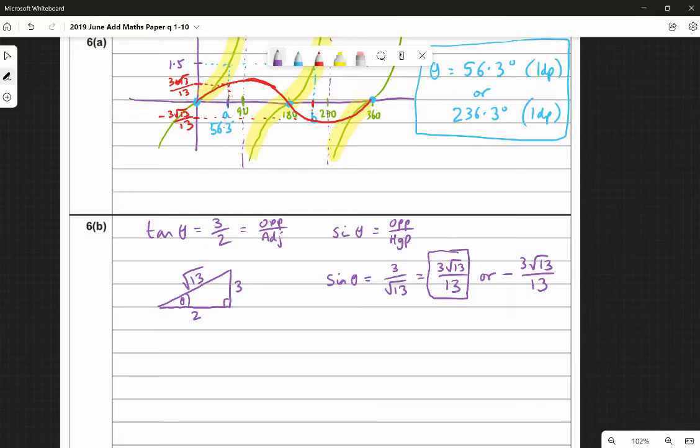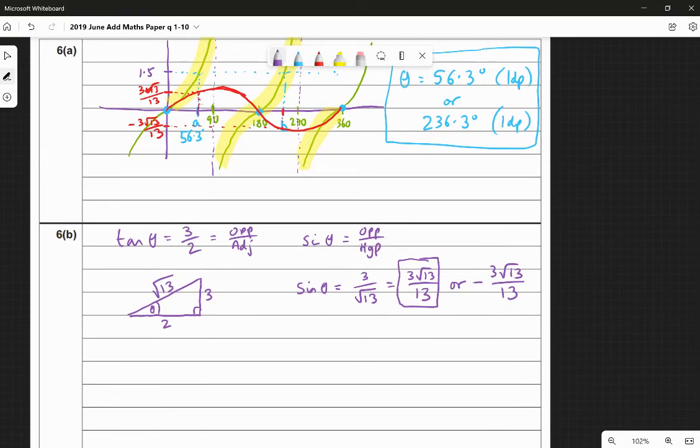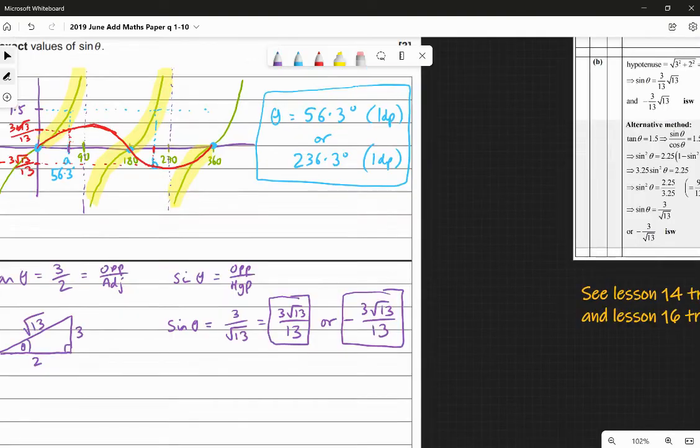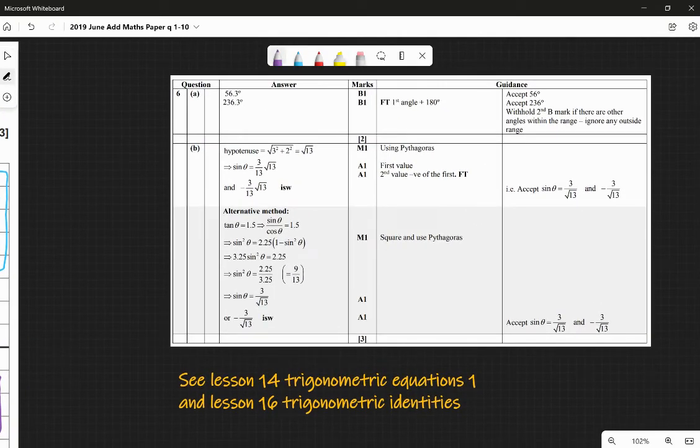So you've got to be careful and just check that for the angles that you're given for theta, your answers to sine theta might all be positive, but there might be one positive, one negative. So I've got two solutions here. Let's have a look at the mark scheme. So yeah, sine theta is 3 root 13 over 13 or minus 3 root 13 over 13.